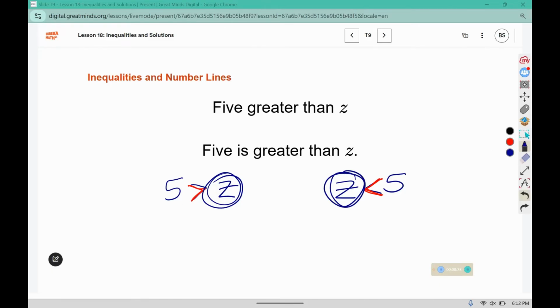We can rewrite them in the other format if you prefer to have the variable on the left. You just want to make sure that you open your symbol towards the same value.